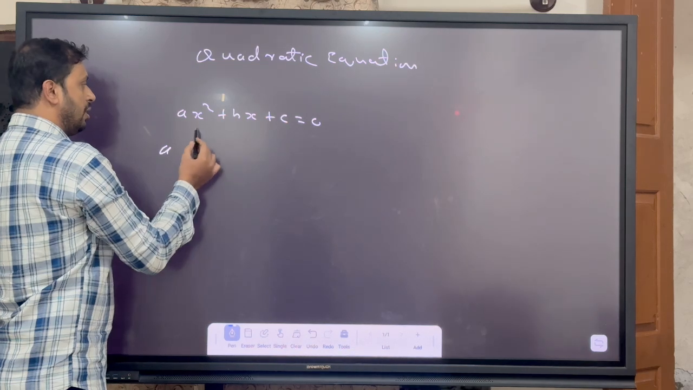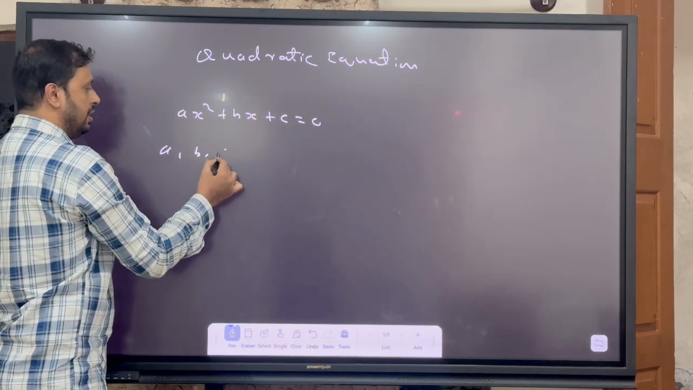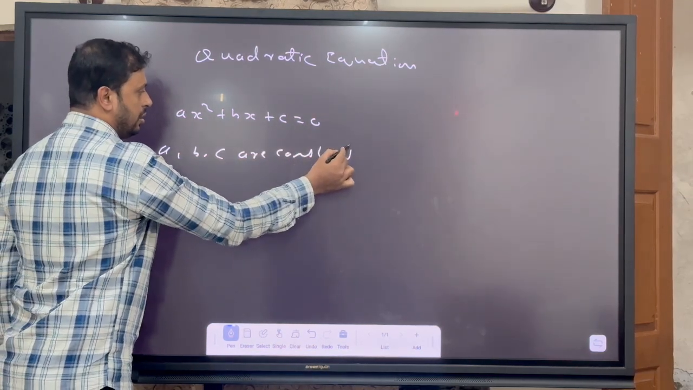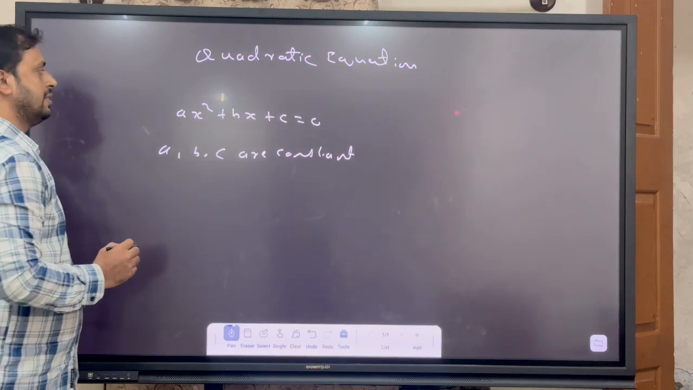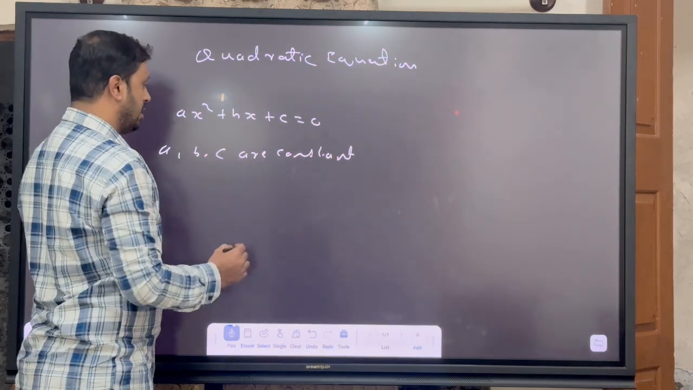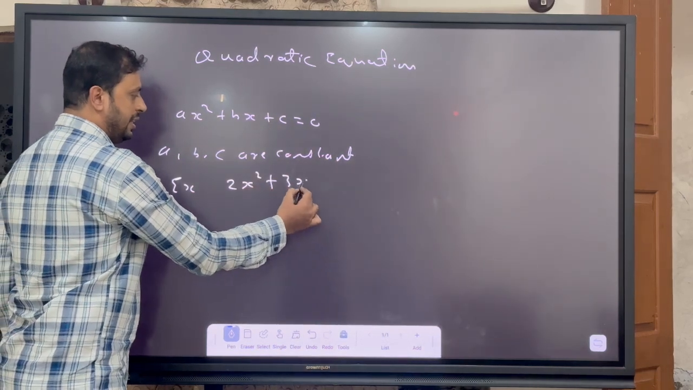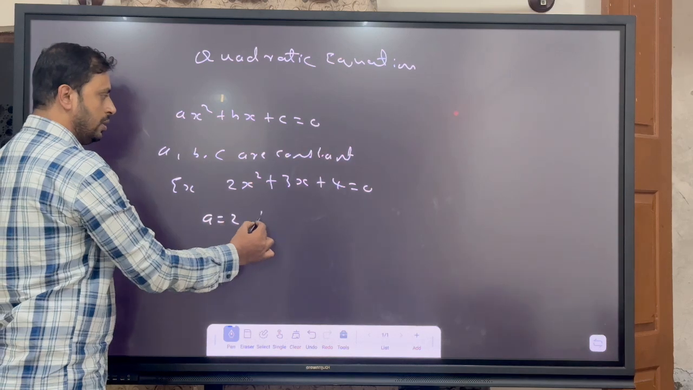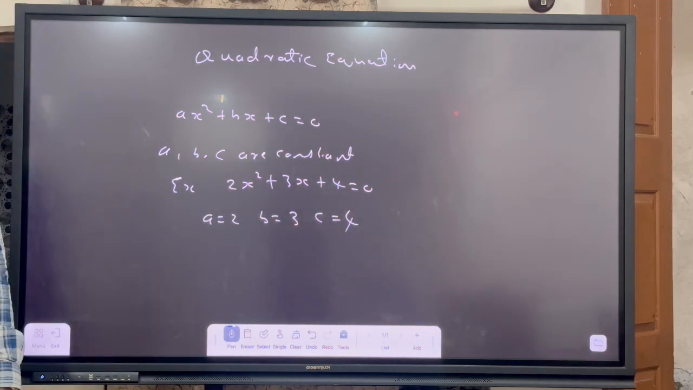A, B, C are constants, and the coefficient of x square is A, the coefficient of x is B, and C is nothing but the constant term. For example, 2x square plus 3x plus 4 equal to 0, where A is 2, B is equal to 3, C is equal to 4. So this is a quadratic equation.